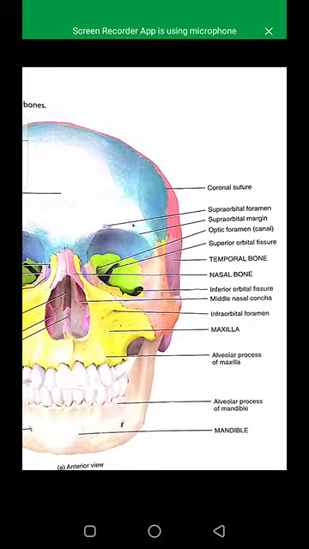Below that there is the infraorbital foramen. This is present in the maxilla, the yellow colored maxillary bone. Now there are the alveolar processes of the maxilla to bear the teeth of the upper jaw, that is the alveolar process of maxilla. Now lower there is the alveolar process of mandible. The upper is maxilla and the lower is the mandible bone.